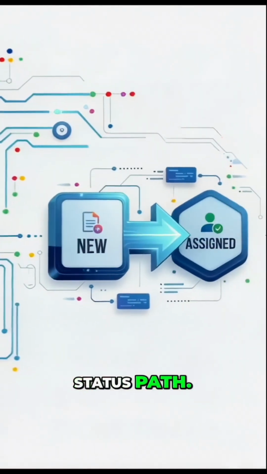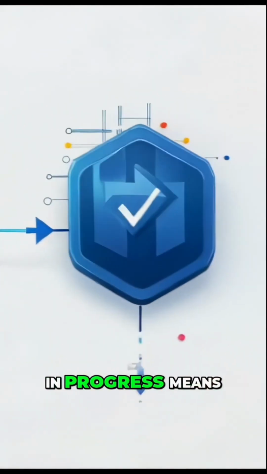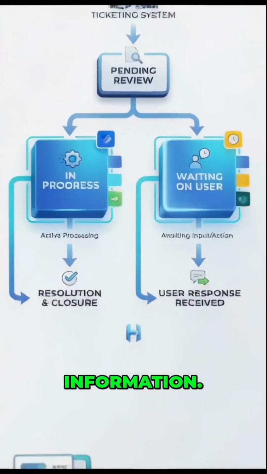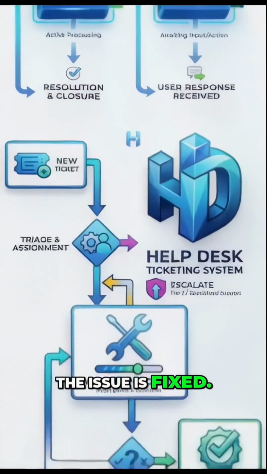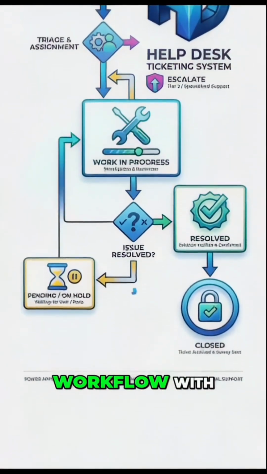Use a simple status path. New means submitted. Assigned means an agent owns it. In progress means work has started. Waiting on user means support needs more information. Resolved means the issue is fixed. Closed means the requester or support team confirmed completion. Protect the workflow with rules.